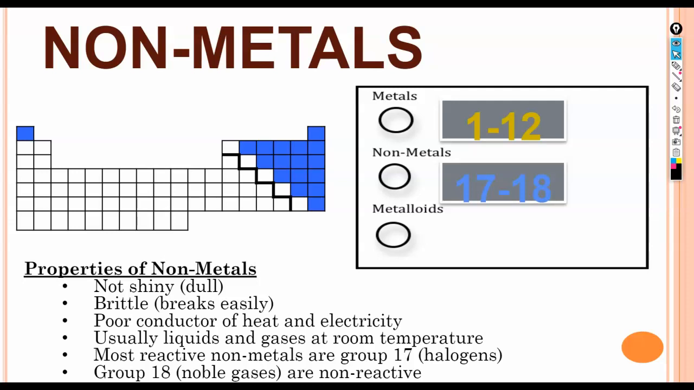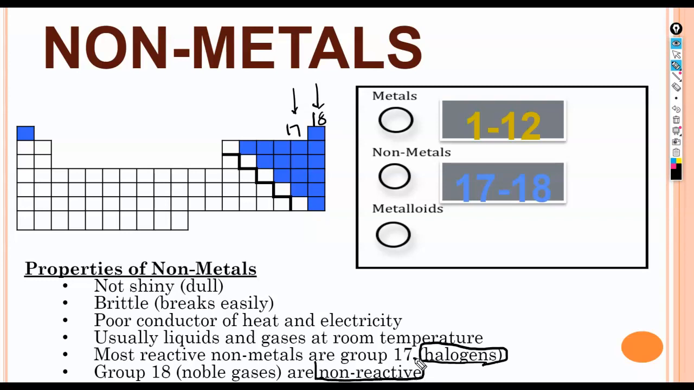And I do want you to know about the last two groups on the periodic table. Group 17, which is right here, is what's called the halogens. These are a very reactive type of nonmetal that we'll see in some videos here in a bit. And then group 18, that's the very last column on the periodic table. These are what's called noble gases, and these gases are non-reactive. They do not react very easily. They're what's called inert. They don't react.